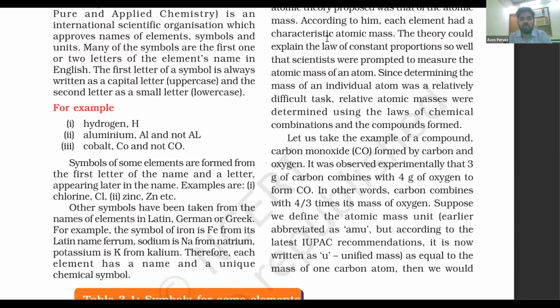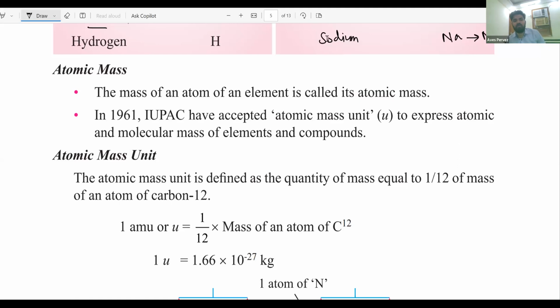So what is the atomic mass of an element? Let me discuss this one. If I talk about that, what is the atomic mass? Atomic mass is the mass of an element. It tells us how heavy an atom is.